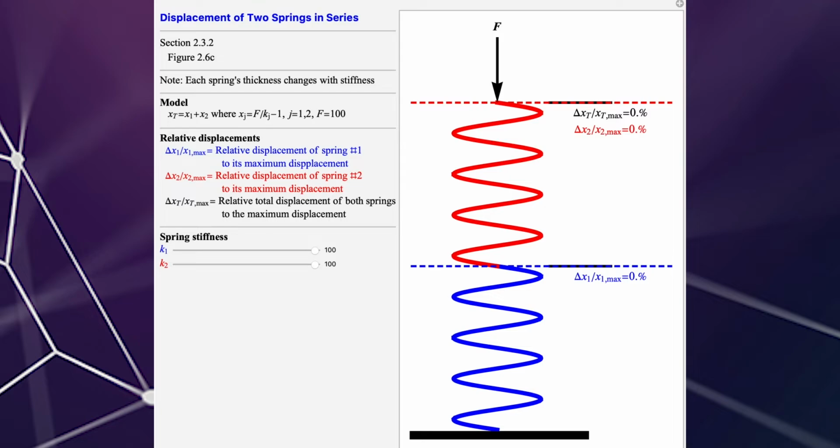We start with an animated IG from Chapter 2, which is used to visualise, as a function of the stiffness of each spring, the total deflection of two springs in series, and the contribution of each spring to the total deflection.